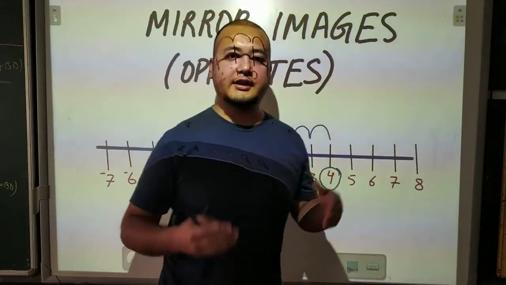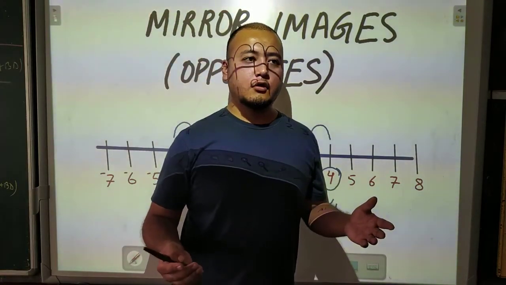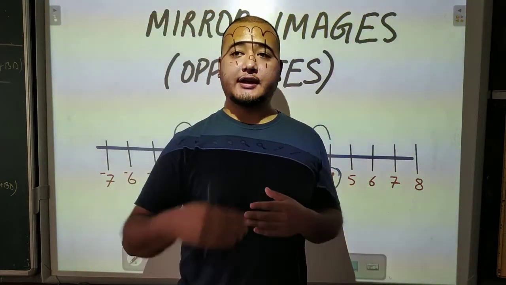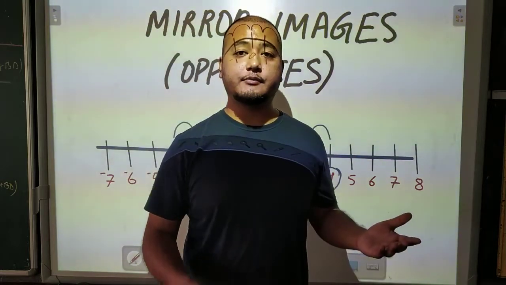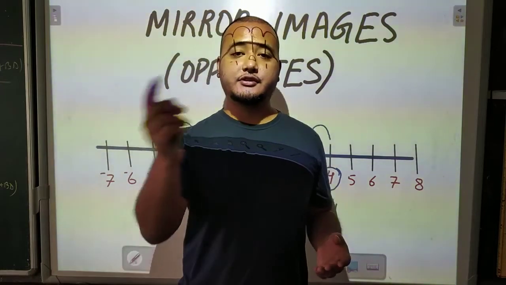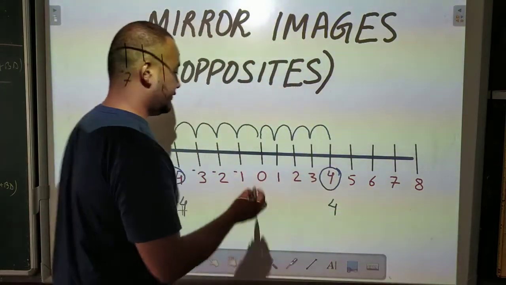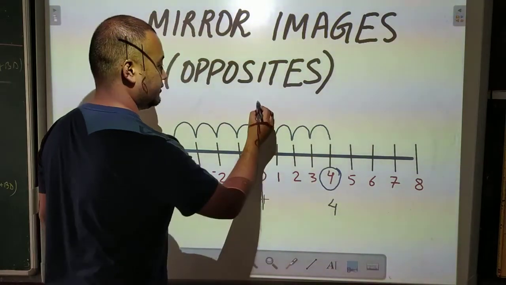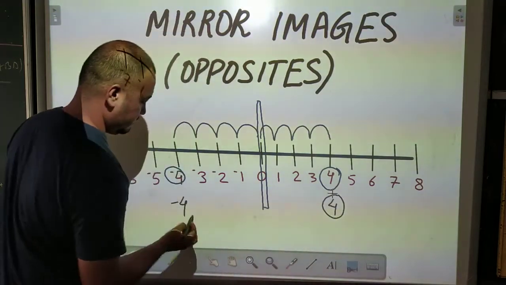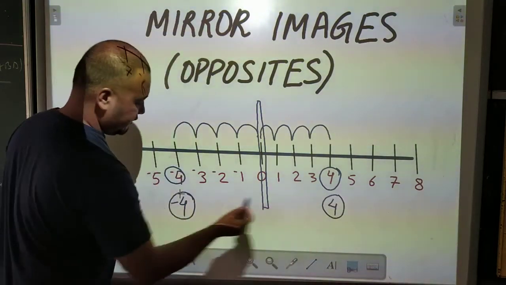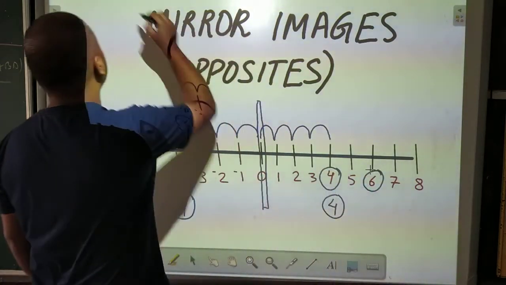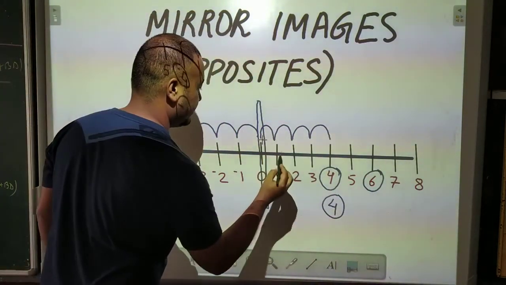So it's like you're standing in front of a mirror. What happens? You look at your reflection in the mirror. It is at the same distance, but your left hand becomes the image's right hand, and your right hand becomes the image's left hand. So here, if I keep a mirror here, 4's reflection is minus 4.